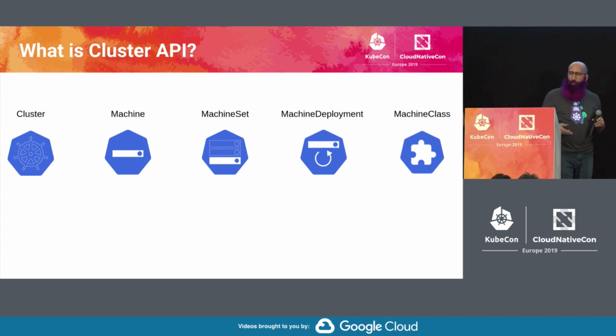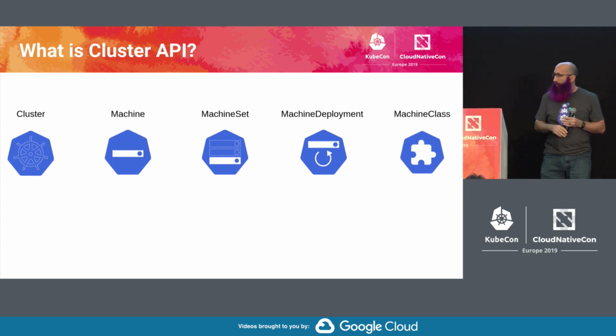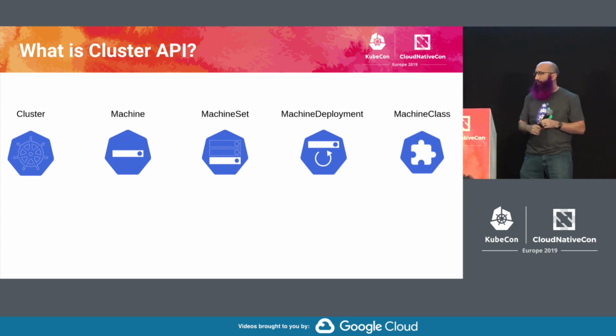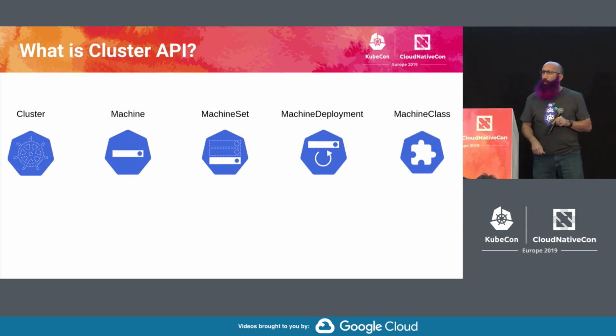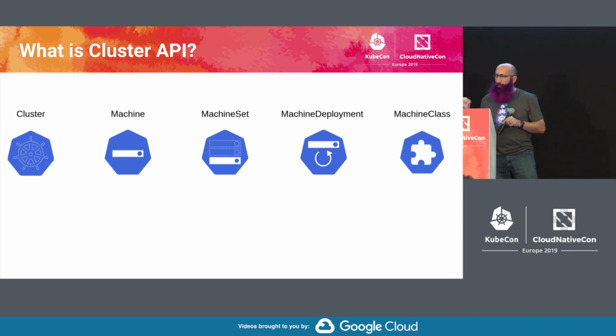So how do you actually create those? There's 5 API types that we expose. They're CRDs, custom resource definitions. The first one is a cluster. The second one's a machine set, machine deployment, and machine class.